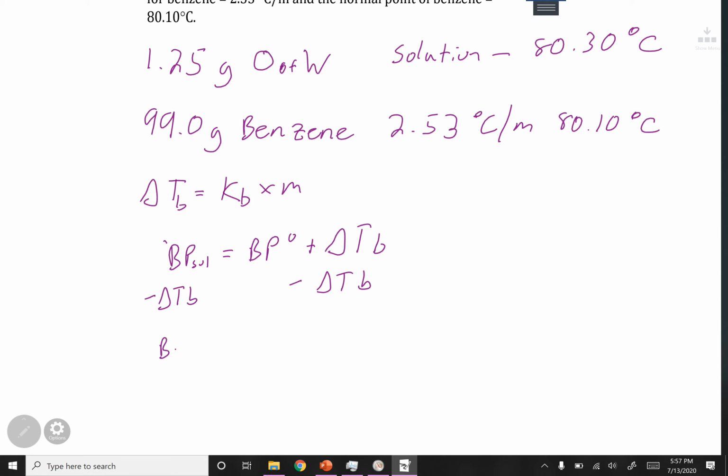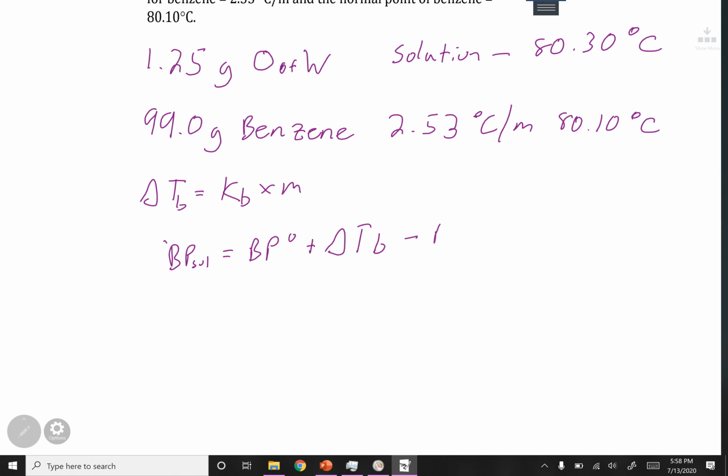Okay, so we end up with the boiling point of the solution minus delta T B is equal to the boiling point of the original solution. So that's not going to work for us. Okay, so we made a mistake. Let's try again. We're trying to isolate delta T. So how can we do that?